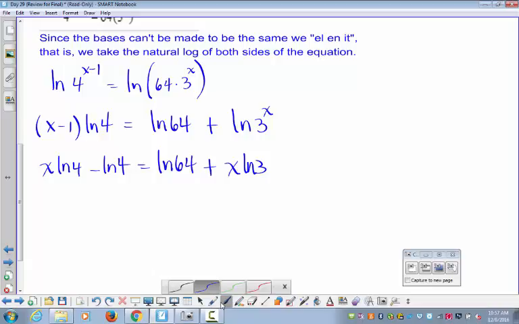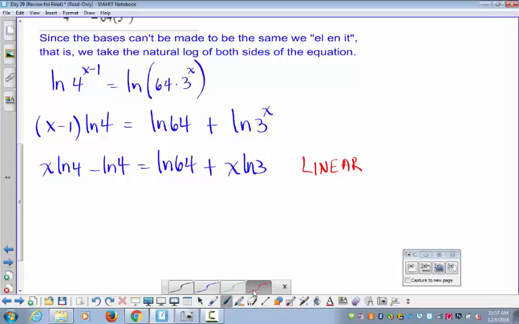Now, is this equation linear or nonlinear? What is it? Linear or nonlinear? Linear, because the exponent on each of the x's is 1. Right? It's the power on the variable that dictates whether it's linear or nonlinear.